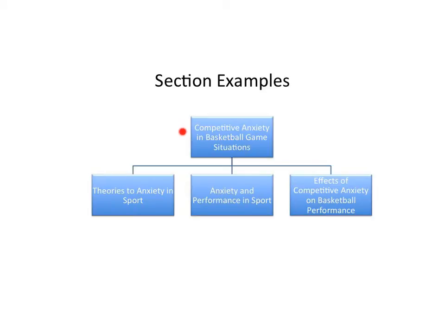For this example, here's a sports psych example: competitive anxiety in basketball game situations. Now this person started with a general theory about what anxiety is in sport, and sports psychology has a lot of different theories about how anxiety produces itself in sport. Then the second section relates to how anxiety in sport relates to performance. So if I'm really anxious, am I going to play worse or am I going to play better? Then the last section gets to the really specific effects of competitive anxiety on basketball performance, again, most closely tied to our topic.